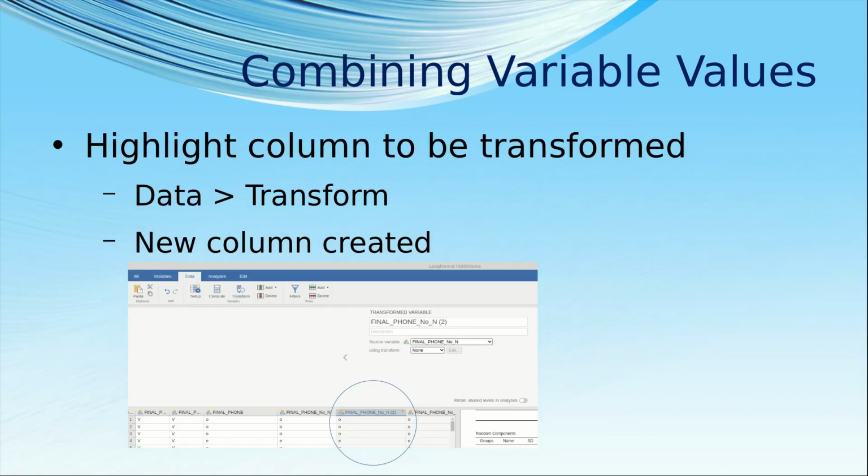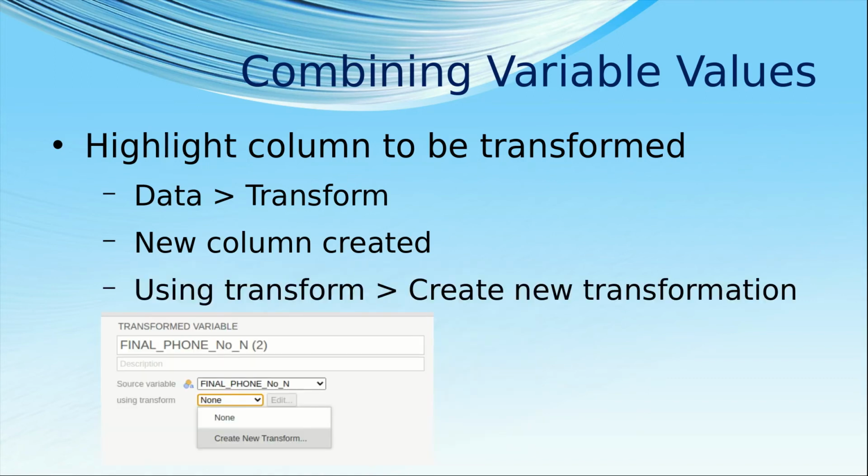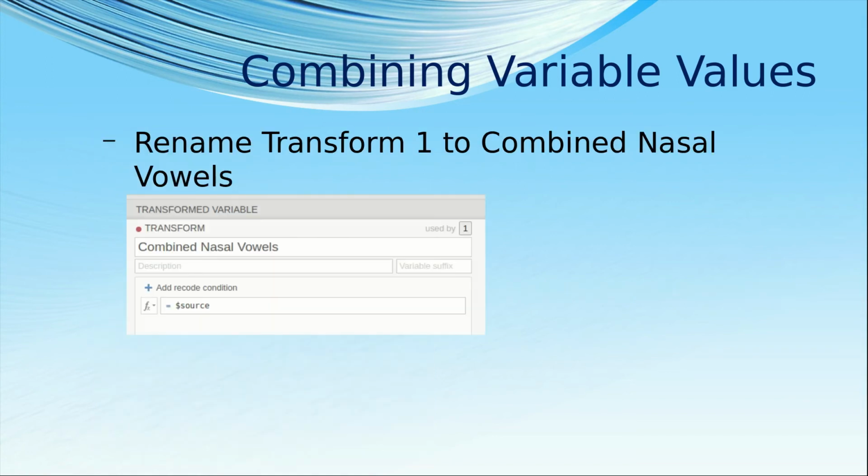This is done in Jamovi by highlighting the column that you want to transform, choosing data and then transform, and a new column is created. Then choose using transform and create new transformation. It's always a good idea to rename transform1 into a variable such as combine nasal vowels that makes more sense.